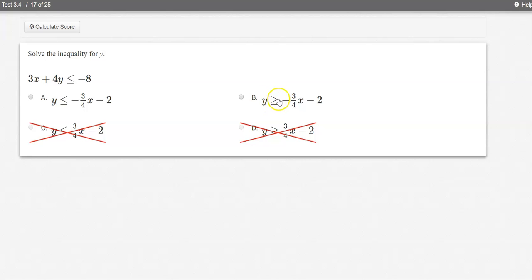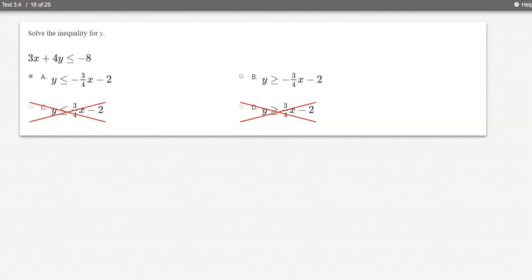This sign is a greater than. It's not going to flip because I'm dividing by +4. So the answer was A.